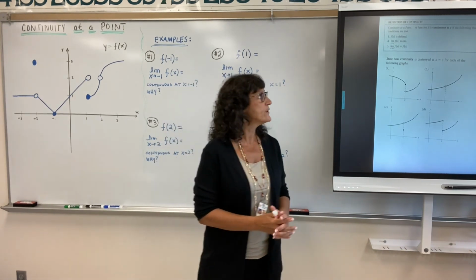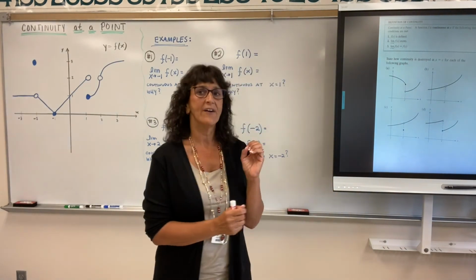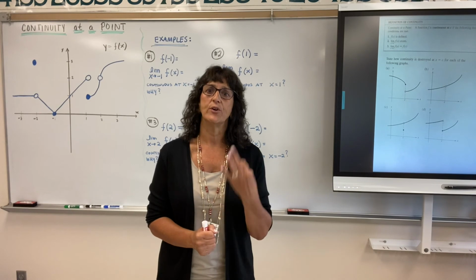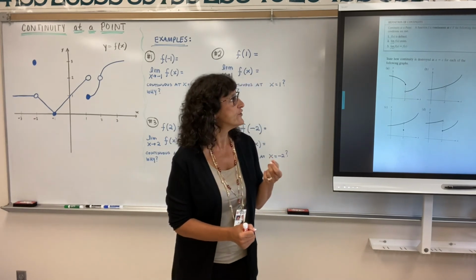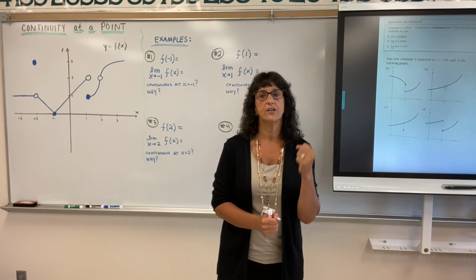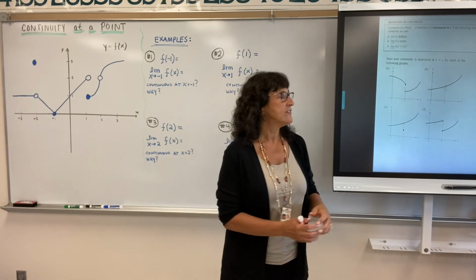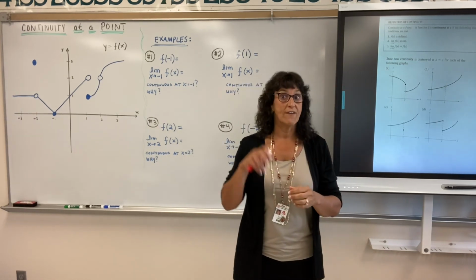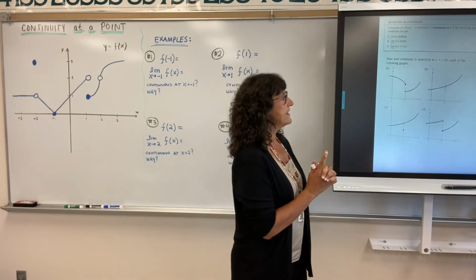So take a look at the screen. Let's look at the definition of continuity on the screen. In order to have continuity at a point, there are three conditions in the mathematical definition that must be met. The first condition is that the function value at that point must be defined. The second condition, the limit must exist. And then the third part of the definition, that function value and that limit must equal each other. So this is what the definition says.